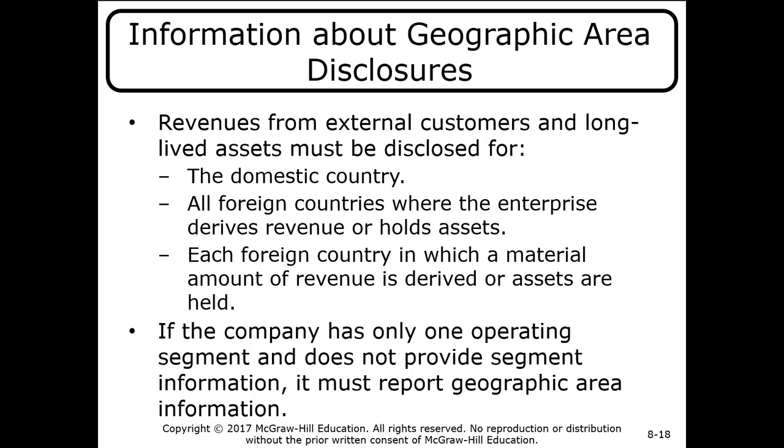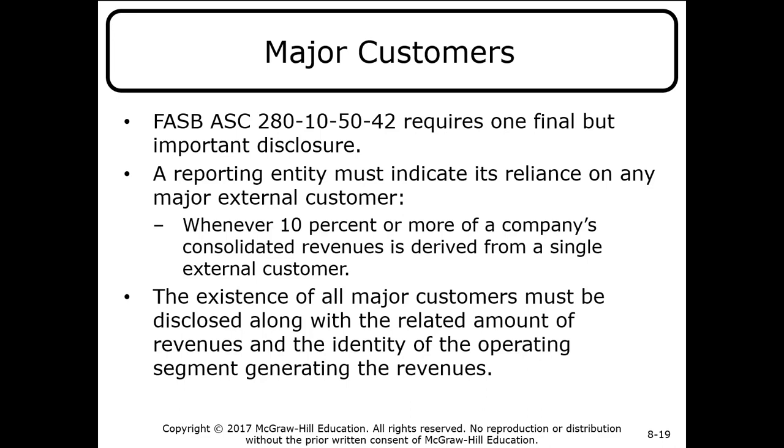And then the last disclosure in this chapter is major customer. If a single customer generates 10% or more of the company's revenues, then that needs to be disclosed. You don't need to identify the name of the customer, you just need to identify that a major customer exists. So if the U.S. government, for instance, generates more than 10% of your overall revenue, you have to disclose that you have a major customer. And that's it.